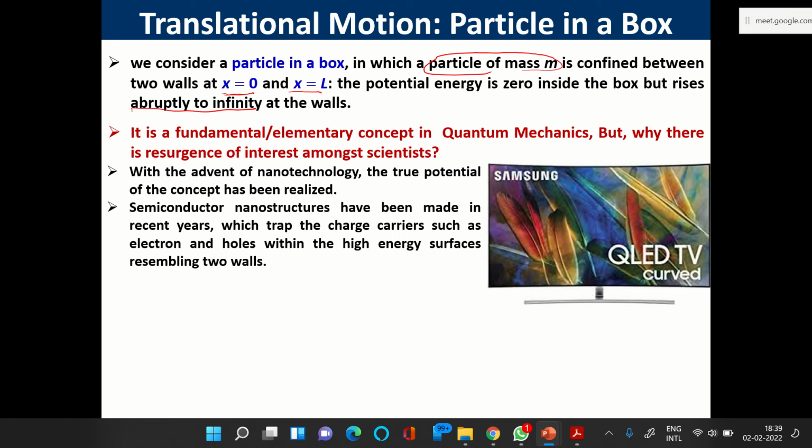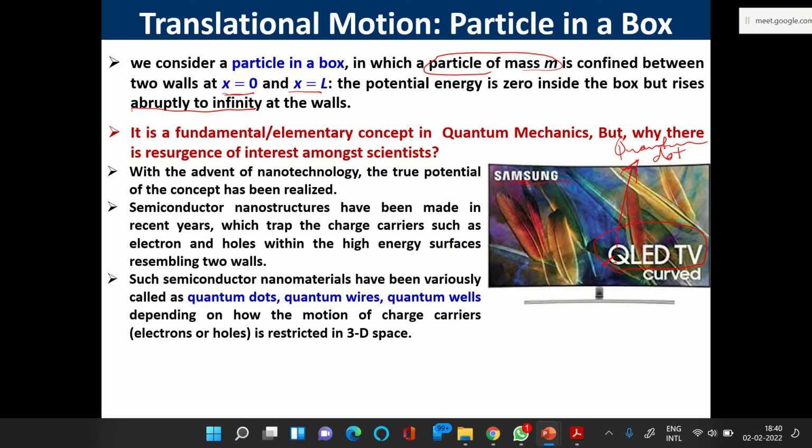That's why we are seeing a renewed interest in this particle in a box model. What you see here is the Samsung QLED TV, which you must have heard about. It was launched a few years back. Do you know what this Q stands for? Q stands for quantum dot. Quantum dots are a special type of semiconductor. So this is a real application of the particle in a box model.